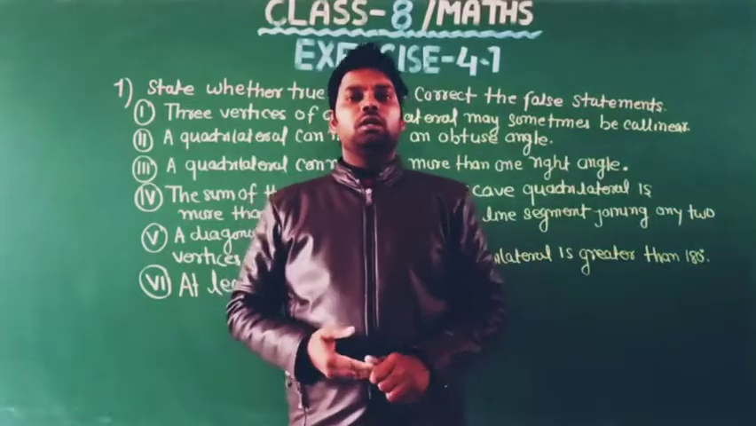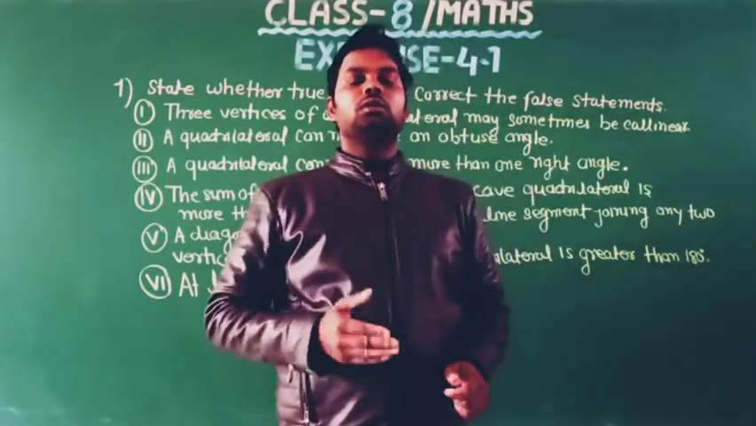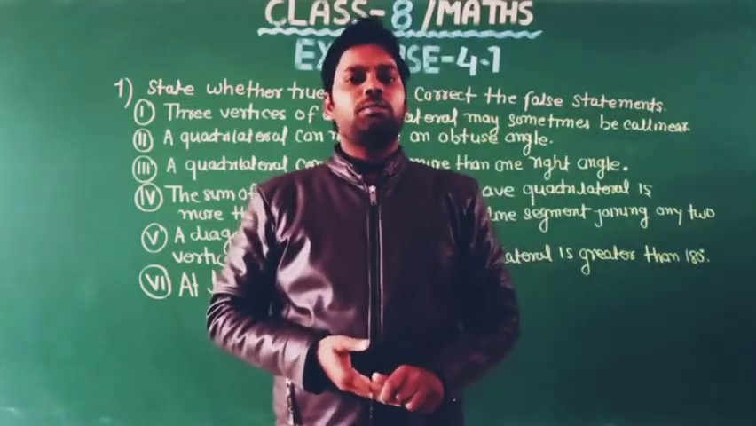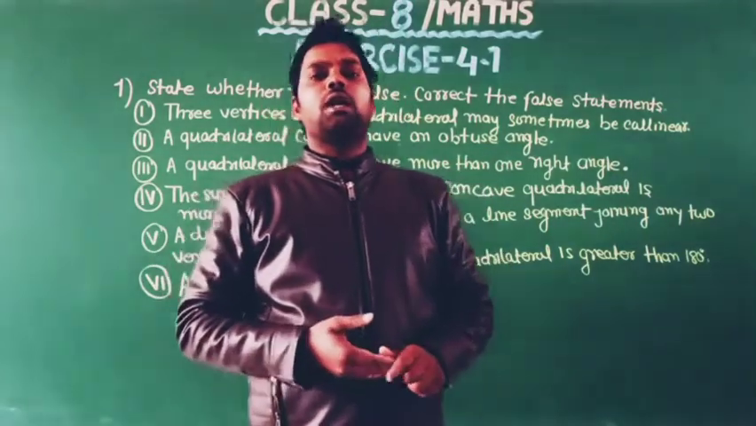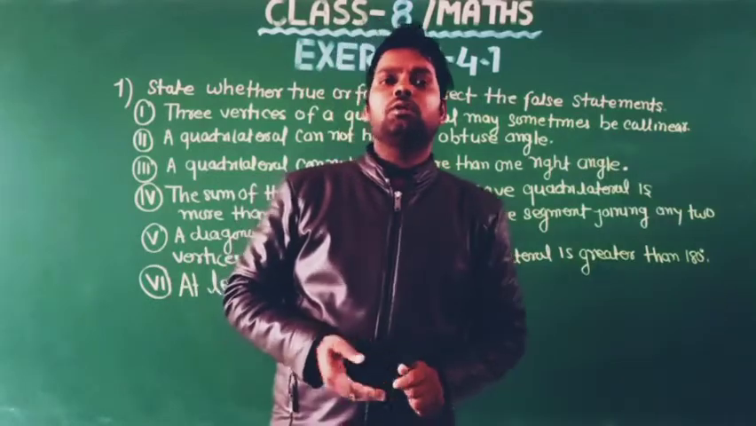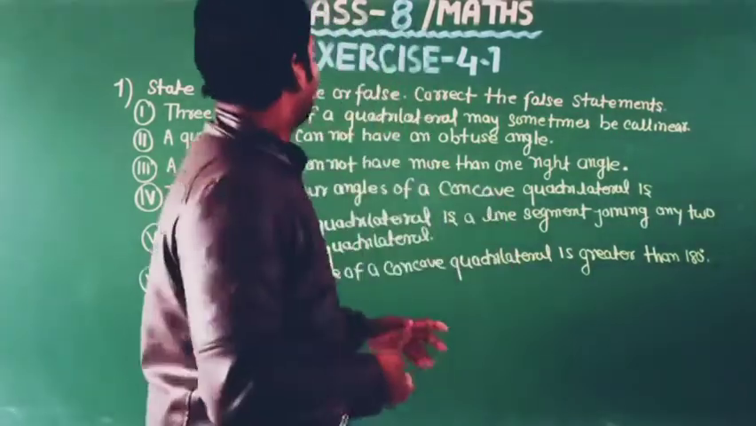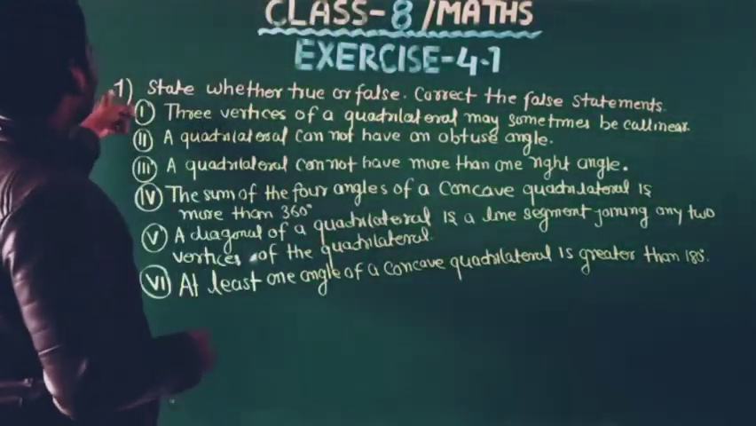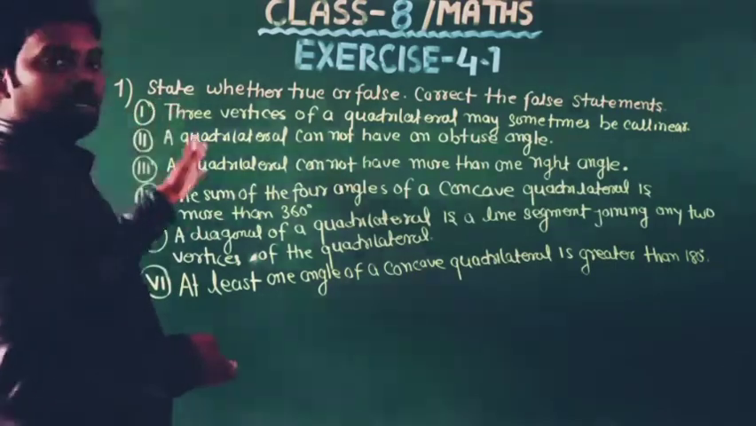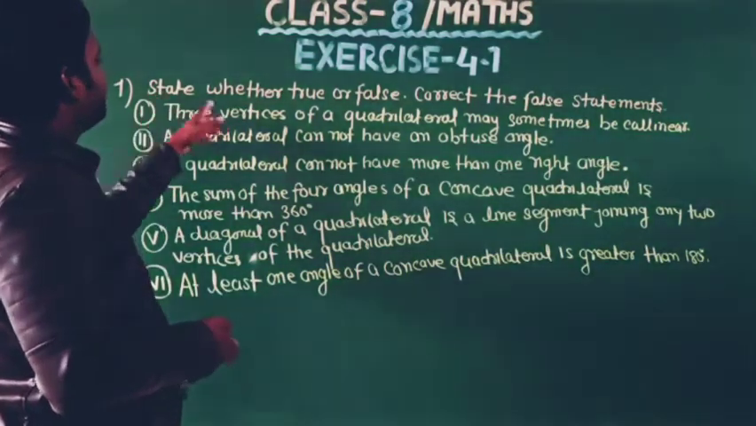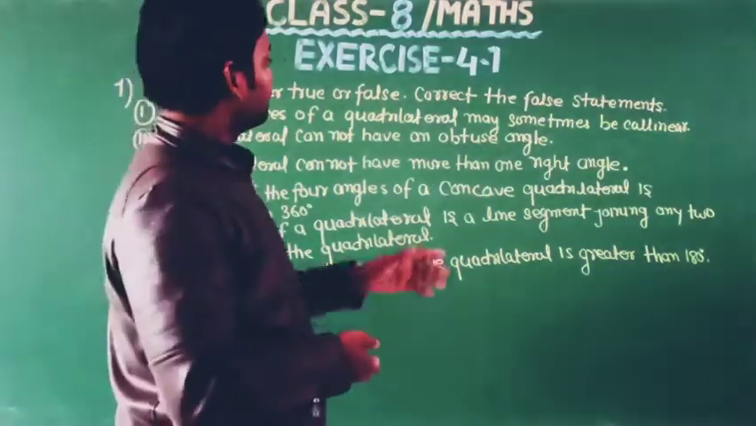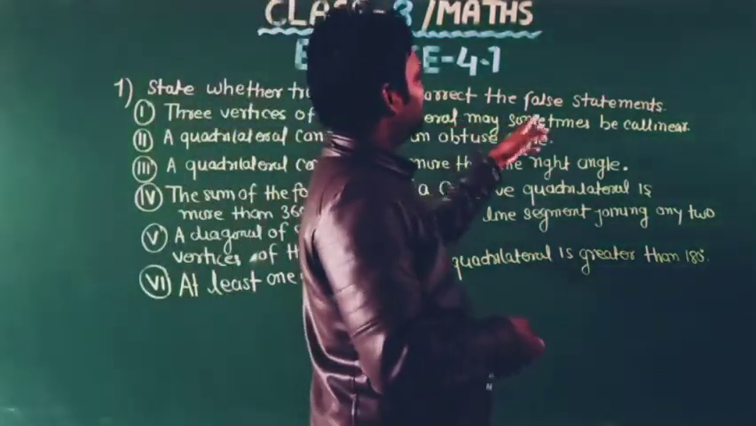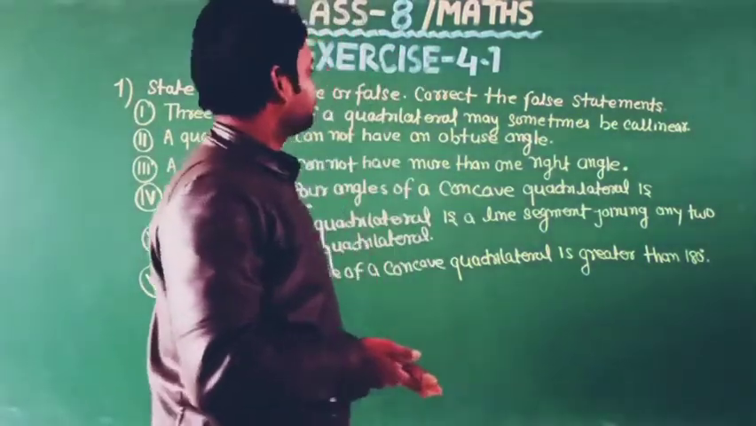Hello student, in this video you will see the solution of exercise 4.1 based on the properties of a quadrilateral, starting from question number 1. In question number 1, we have to state whether each statement is true or false, and correct the false statement.